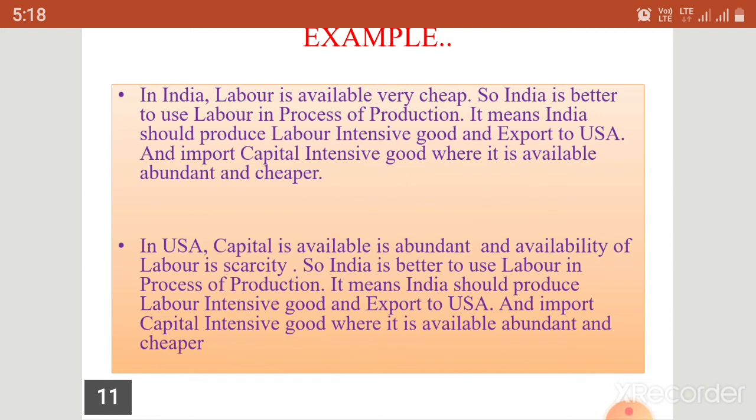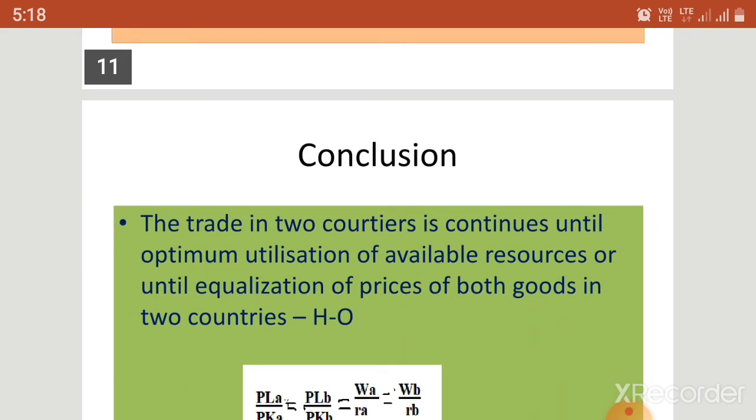In the USA, capital is available in abundance and the availability of labor is very scarce. So India should use labor in the process of production. It means India should produce the labor intensive good and export to the United States of America and import the capital intensive good where it is available, abundant and cheaper. Abundant and cheaper. Okay.